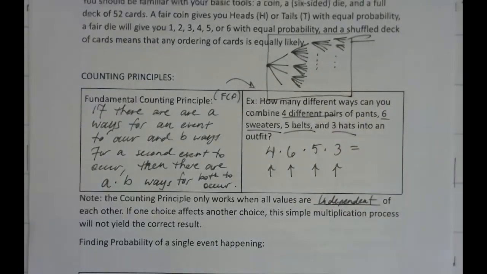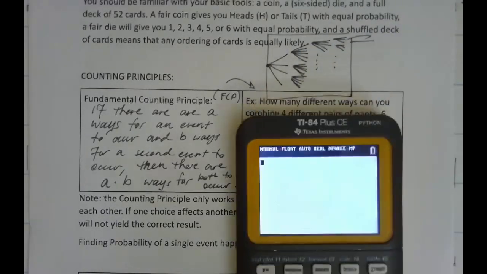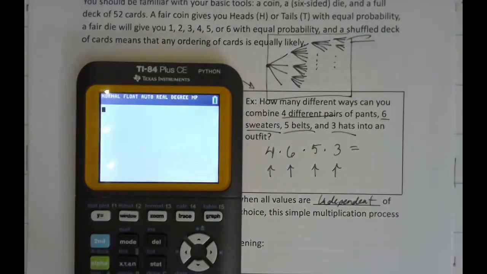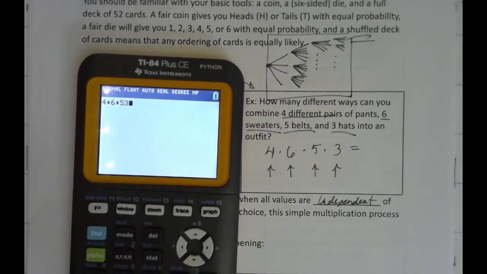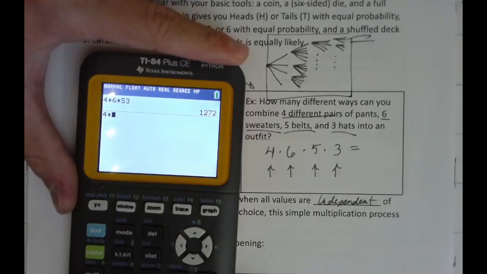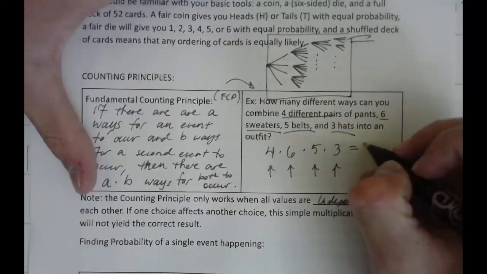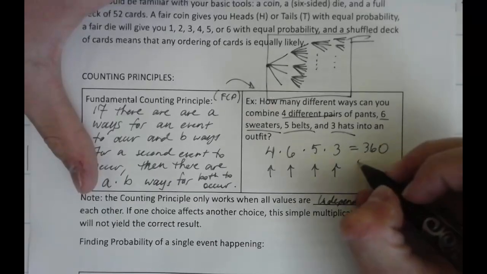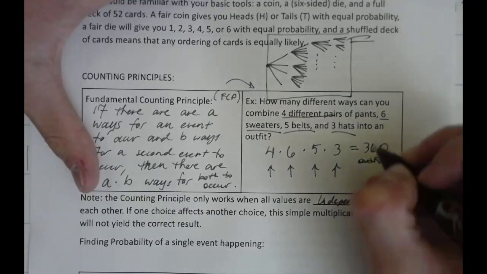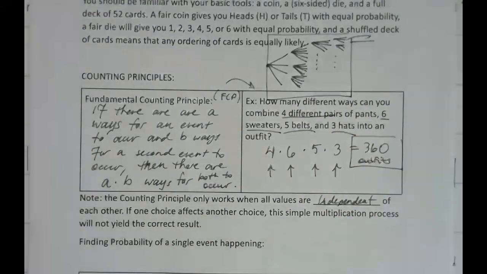And in case you were wondering, in the calculator here, I'm just going to do 4 times 6 times 5 times 3. 4 times 6 times 5 times 3 is 360 possible outfits. So just with this small number of clothes, there are 360 possible outfits.